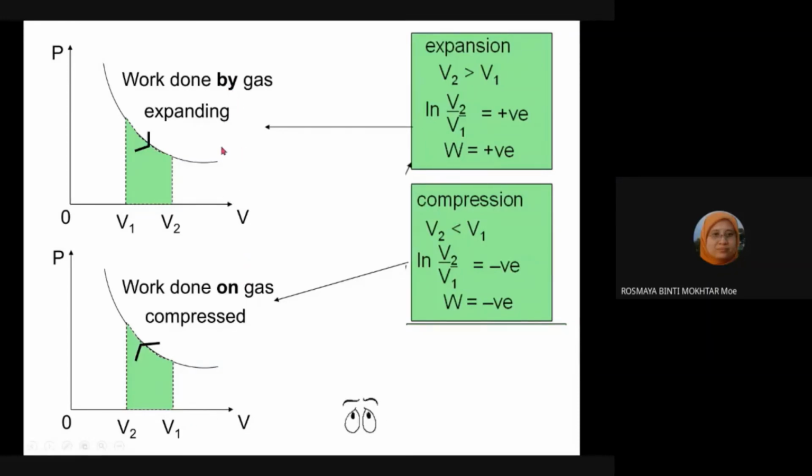So this is our Form 6, we use like this. If you refer to other books, especially the university overseas books, they are opposite. They derive by gas as negative and on as positive. But you stick to the Form 6 syllabus. So by positive, on gas negative. On gas means compress, by gas means expansion.